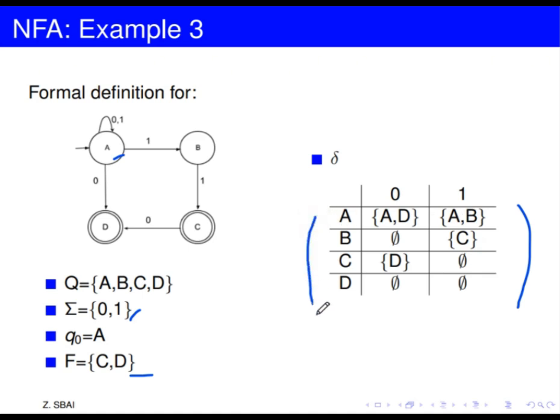And here it shows that we have 4 states, and inside each cell it shows where we are going from this state reading this symbol.